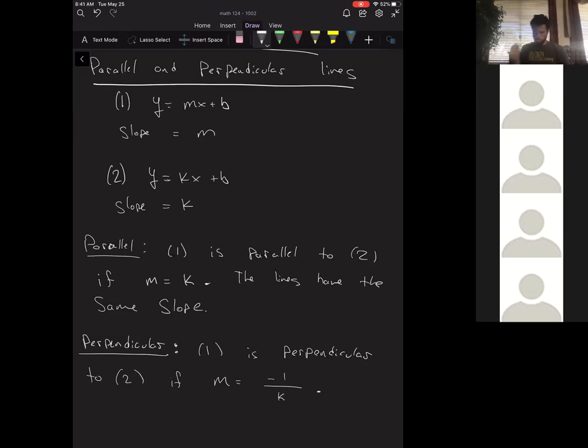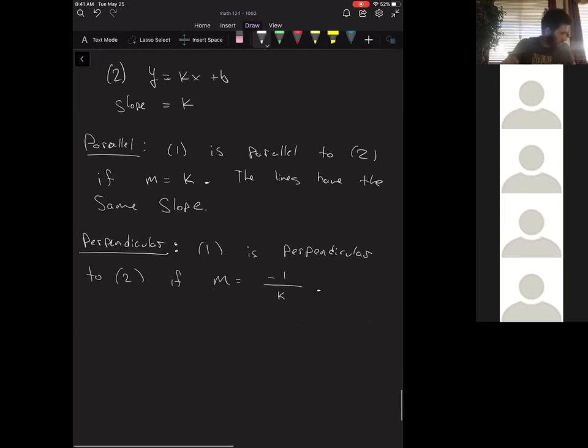Let's just leave it like that. So this is just the two criteria, parallel. These two lines are going to be parallel if the slope is the same. The two lines are going to be perpendicular if the slope of one line is equal to minus 1 divided by the slope of the other line. So let's do some problems with this.